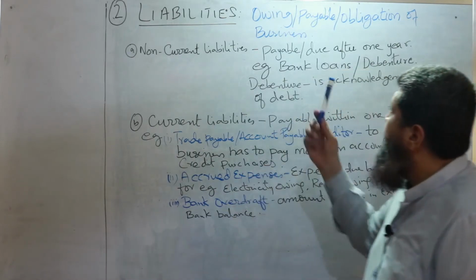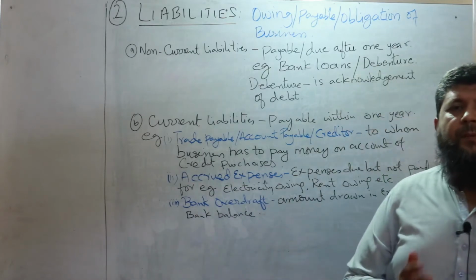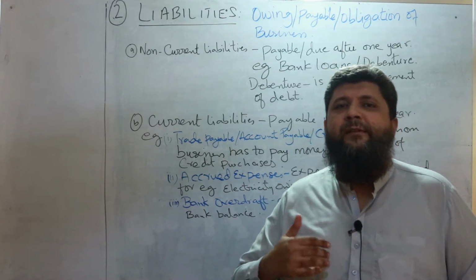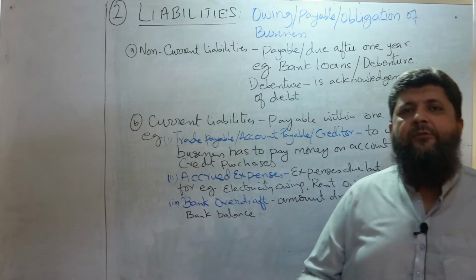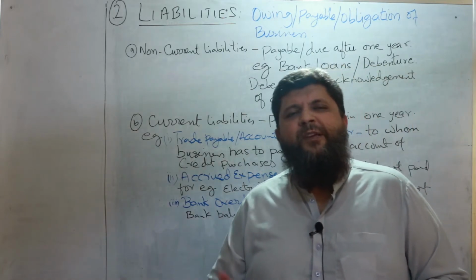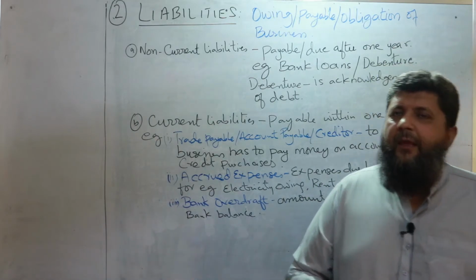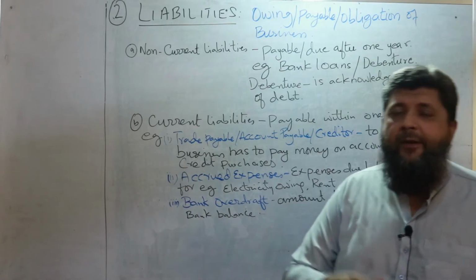Liability is owing, payable or obligation of business. Any amount that the business has to pay, any payable of the business, any obligation towards third parties to pay a certain sum of money, that amount is a liability of business. Liabilities can be of two types: non-current liability and current liability.